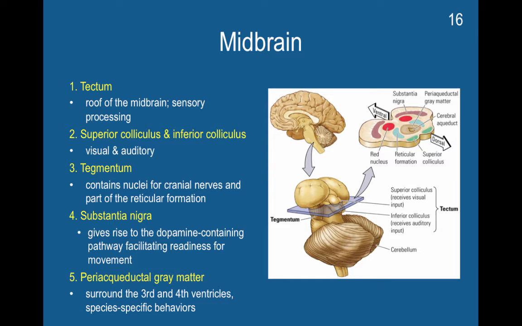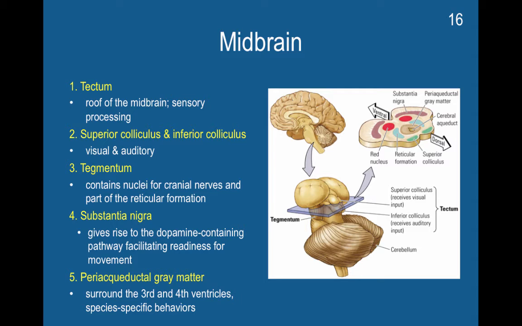Now, nuclei is a term that you'll read a fair amount about, and they'll use it throughout the textbook. And you say, well, what's nuclei? Nuclei is basically a collection of cells that's responsible for a particular thing. So the tegmentum contains the nuclei for the cranial nerves. And the substantia nigra gives rise to a dopamine-containing pathway, and this facilitates readiness for movement. It's also involved in elements of reward.